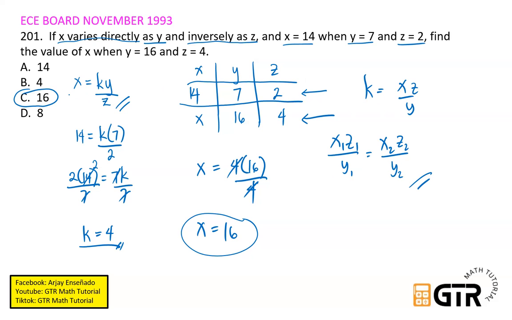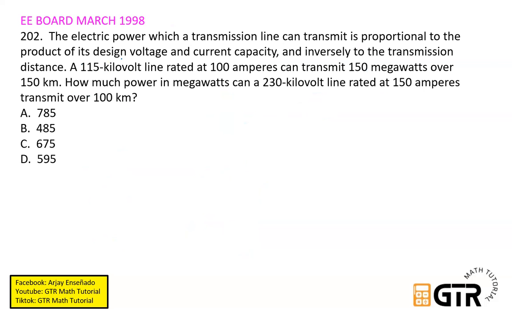Okay, so next, number 202, another variation problem. So we have the electric power which a transmission line can transmit is proportional to the product of its design voltage and current capacity, and inversely to the transmission distance. A 115 kilovolt line rated at 100 amperes can transmit 150 megawatts over 150 kilometers. How much power in megawatts can a 230 kilovolt line rated at 150 amperes transmit over 100 kilometer?